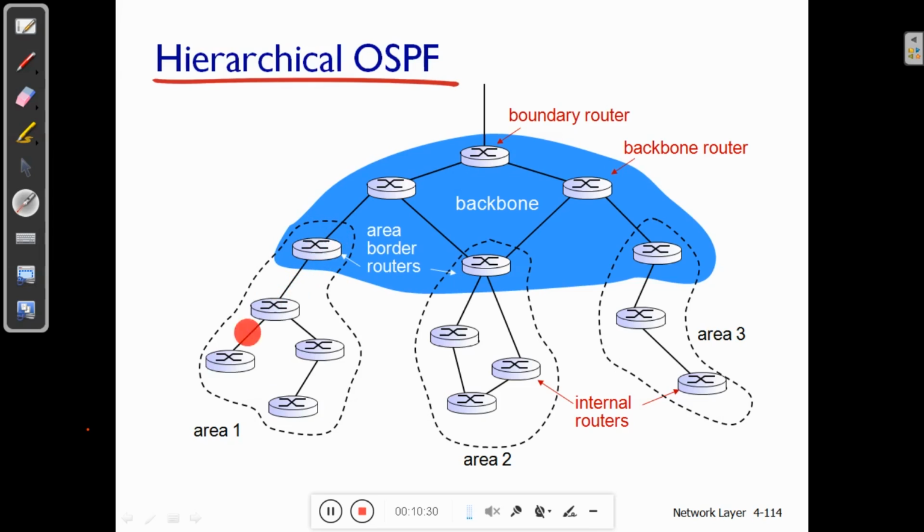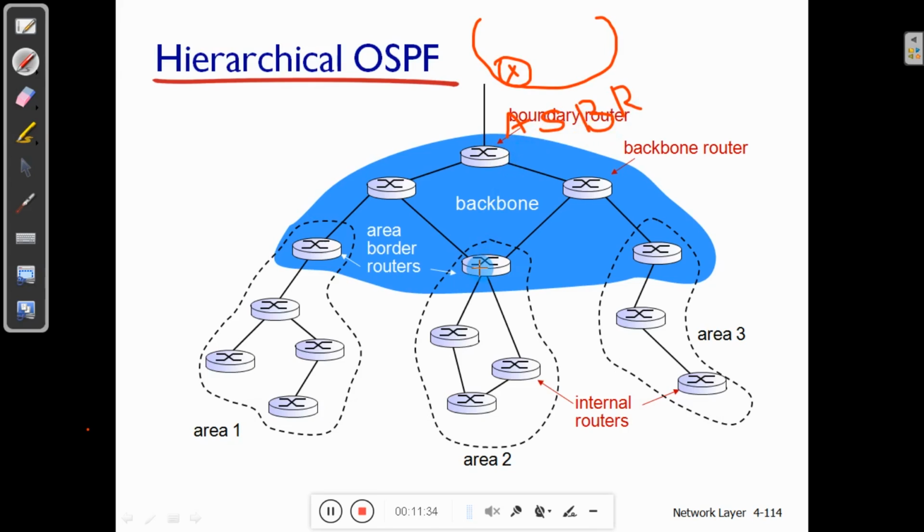Each router in a particular area will have the entire topological information of that area and all the information of all the routers in that area. Now the area border router will summarize the reachability information about its area to the other areas by means of the backbone router. In the diagram you can see there are three areas, and we have backbone routers, and backbone routers are internally connected to a boundary router which will connect to other autonomous systems. Those autonomous systems are connected by means of the autonomous system border router, ASBR, or autonomous system boundary router.